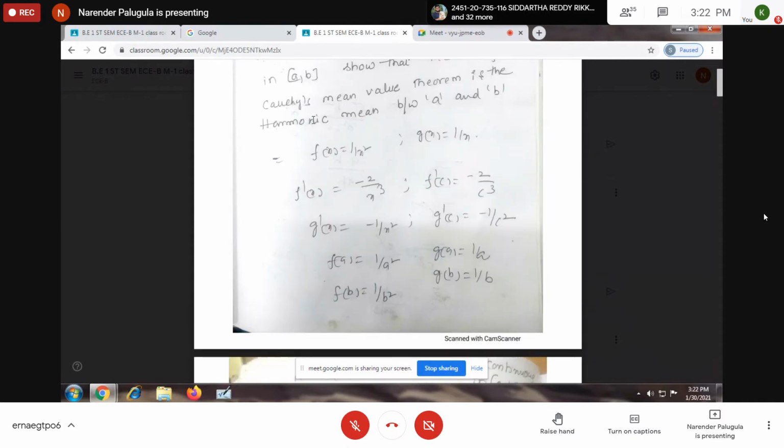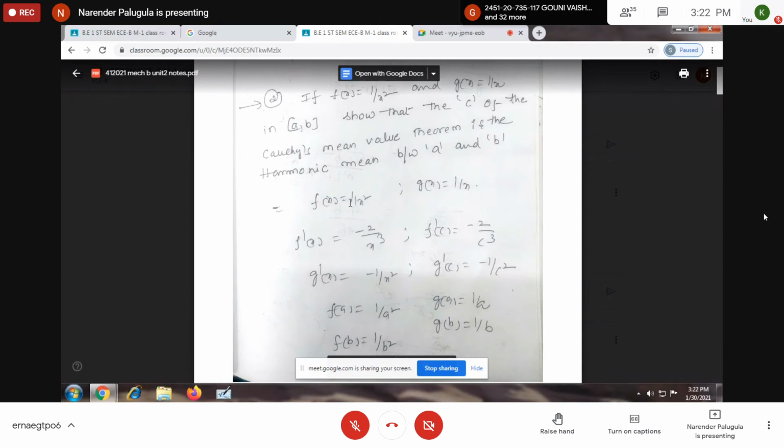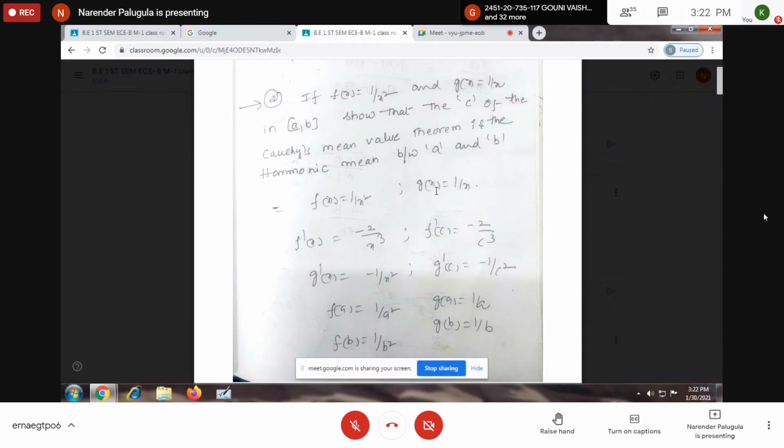Verify them. First we have to verify that f and g both are differentiable. For that we have to differentiate both functions, f dash x and g dash x. What is f dash x? What is the derivative of 1 by x square? Minus 2 by x cube. What is the derivative of 1 by x?